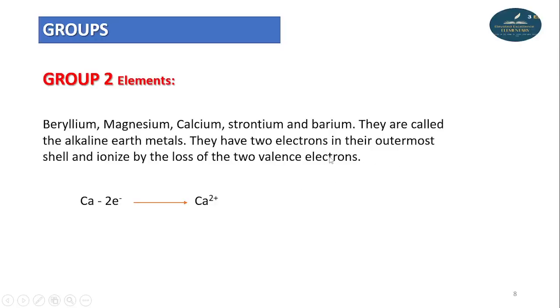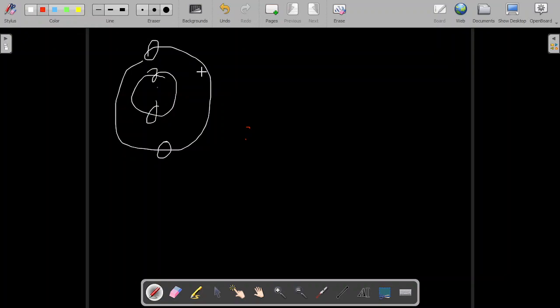They are ionized. They have 2 valence electrons. They have 2 electrons in the outermost shell and ionized by the loss of 2 valence electrons. So these electrons here are also known as the valence electrons. The electrons in the outermost shell are also known as the valence electrons. So they are ionized by the 2 electrons.